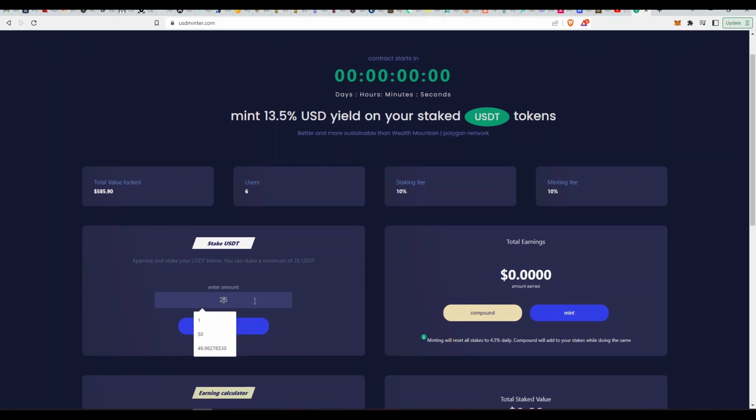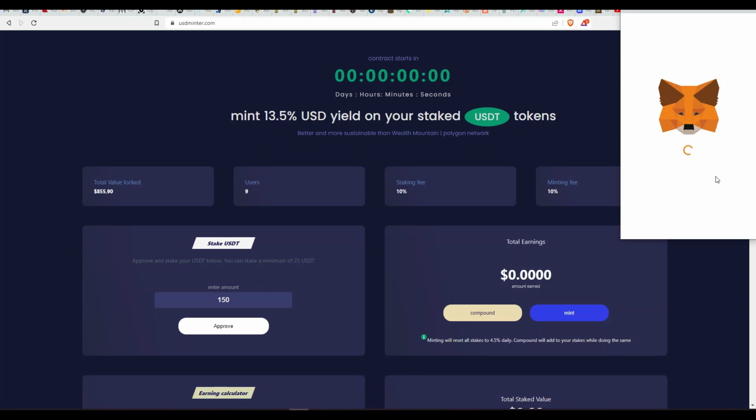Here is where you can stake your USDT to mine USD, the mint USD. This is how they call it. We will explain. First of all, let's do my first initial deposit, because this is on the Polygon chain, so you'll need some Matic for fees and USDT on Polygon chain. Okay, so I'm gonna put 150 in.